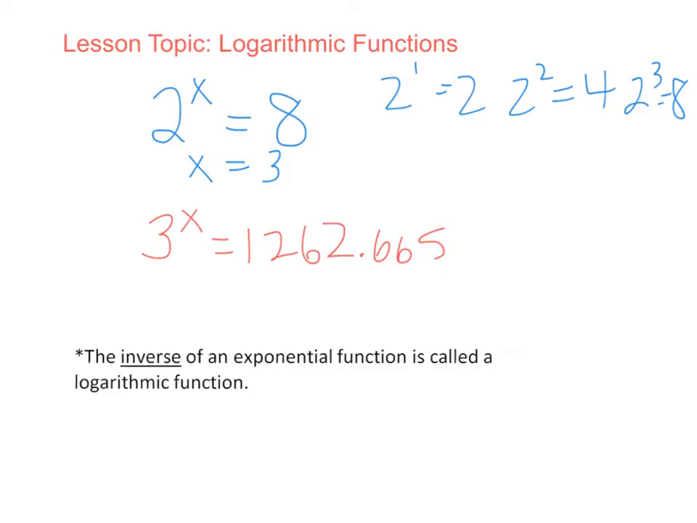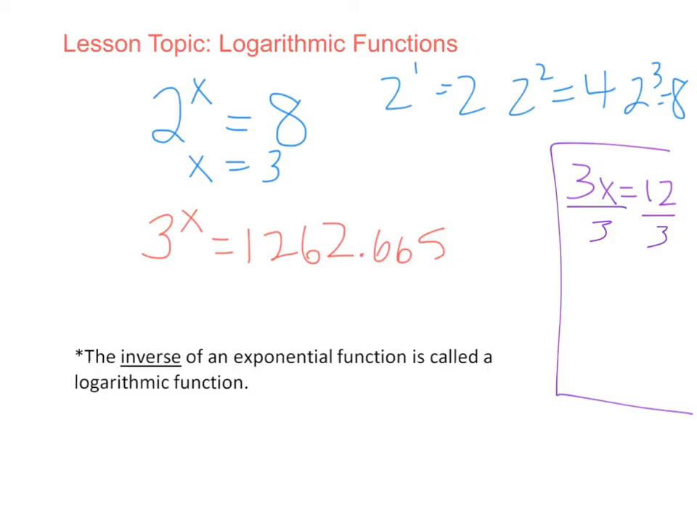So instead, we use something called a log, because a logarithmic function is the inverse of an exponential function. And let me talk briefly about what I mean by that as well. If it was 3 times x equals 12, we know that we would have to do the inverse operation. This is being multiplied, so we would divide both sides by 3 to solve for x equals 4.